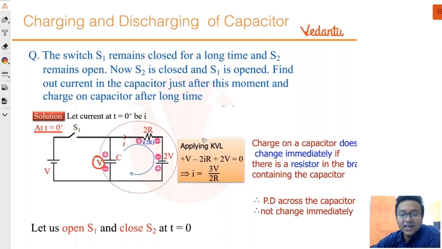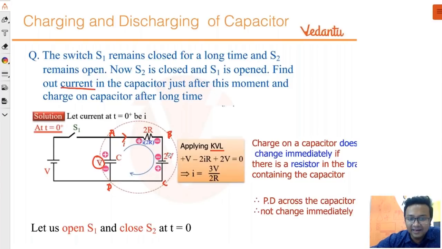So what we'll do is find out the current, that's what they have asked us. To find out the current, we are going to apply KVL, Kirchhoff's voltage law. Now, when we apply it to this circuit A, B, C, and D, what do we see here? As it is going up, it is plus V, negative terminal to positive terminal. The potential drop across the resistor is going to be 2IR, because we are assuming current I is flowing in the circuit.